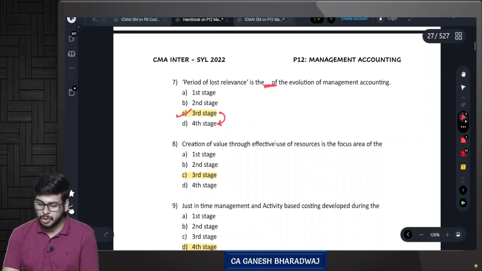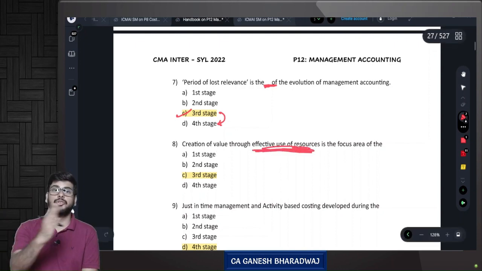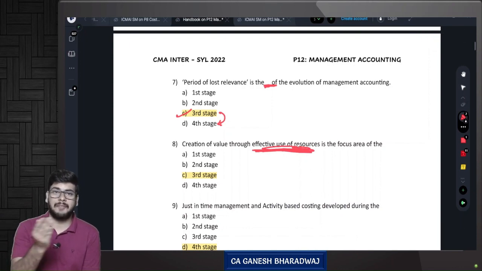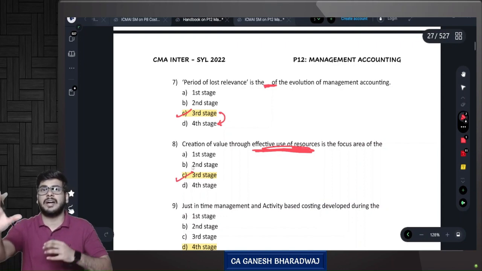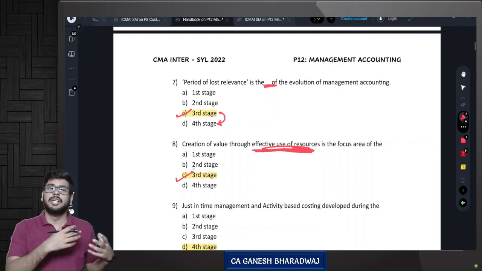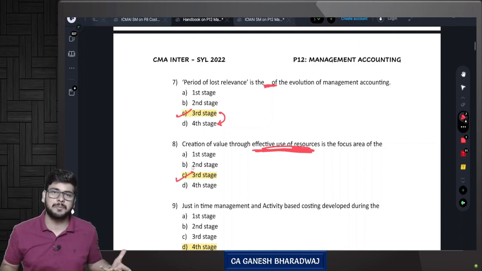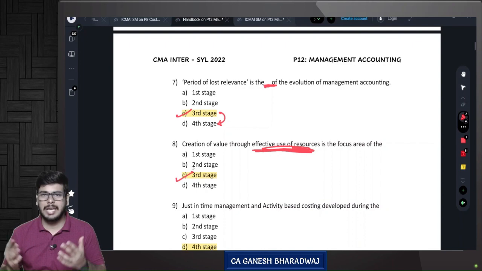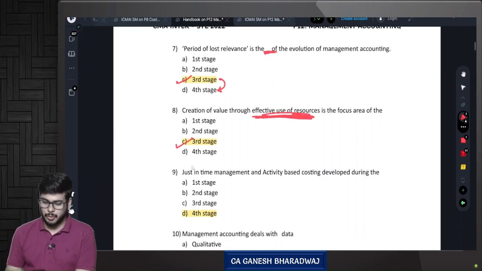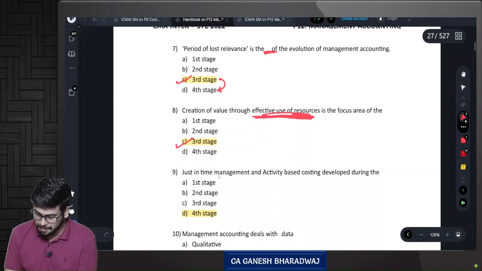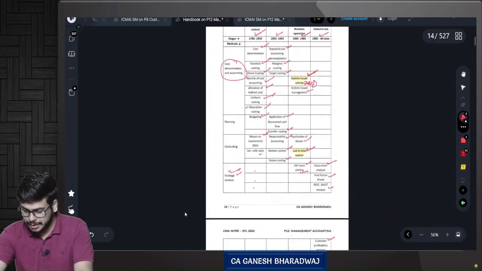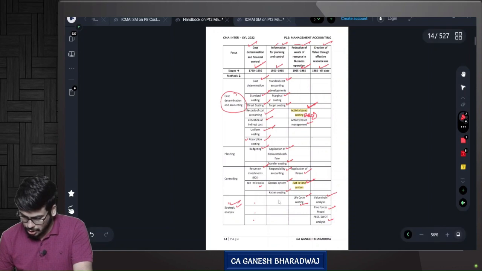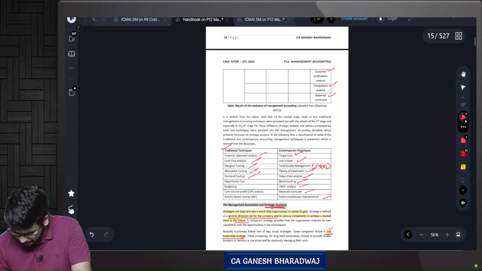Creation of value through effective use of resources. I told you this value chain, that is your value added, non-value added activities and all, that we saw in the third stage. Correct or not? I told you, in a factory, in a corner of the factory, they have this raw material storage area 2 kilometers away from the production facility. They need to shift the area and all. I told you, right? Yes. So that focus was done in the second stage. Then just-in-time management and ABC developed during the fourth stage. If you see the tabular column, you will be seeing, look, we saw this once again.